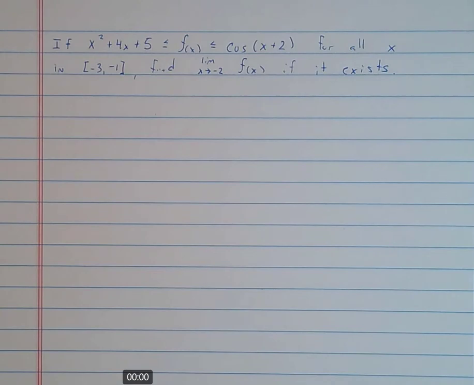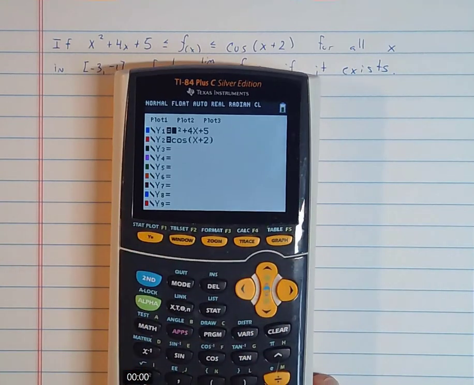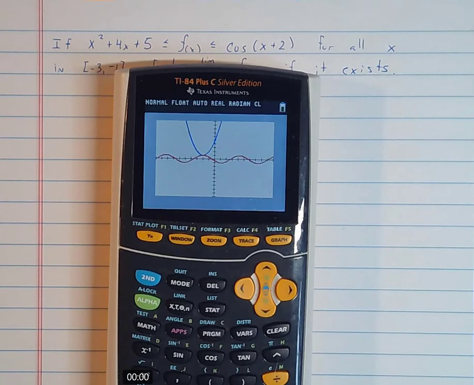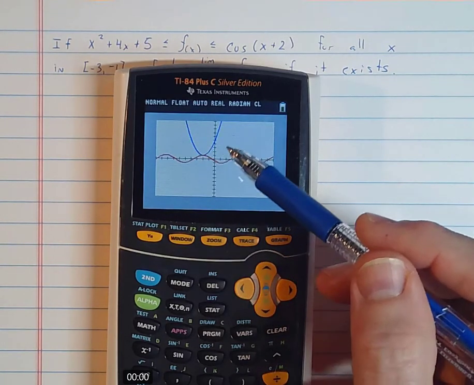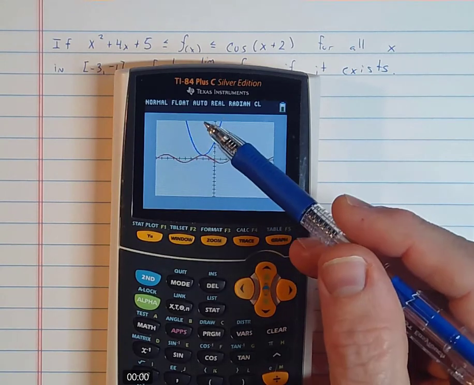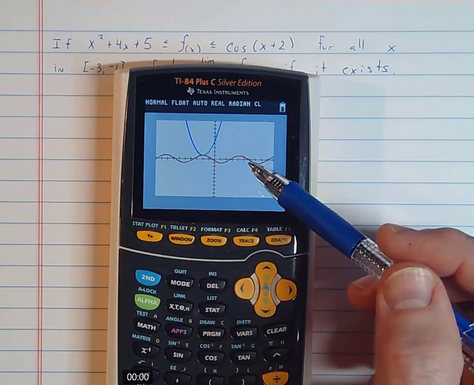Now it may be worthwhile to go in here and just see what these graphs look like. So I'm going to go in here in my calculator, and I've already put these two functions in. And so let's take a look at the graph and see what we're talking about. All right, so we know that this top one up here is the x squared plus 4x plus 5. That's the quadratic one. The graph is a parabola. And this one down here, the periodic one, is the cosine function.